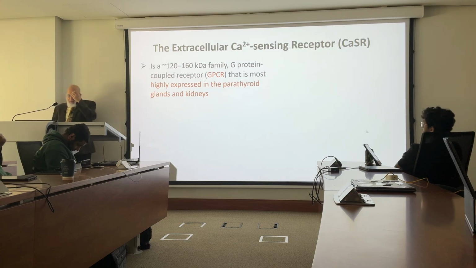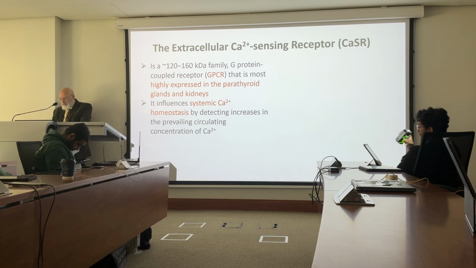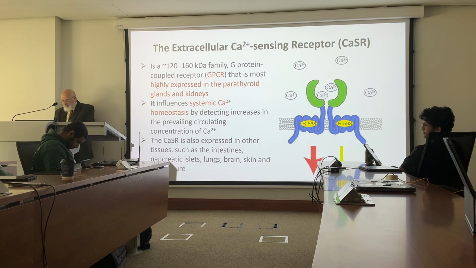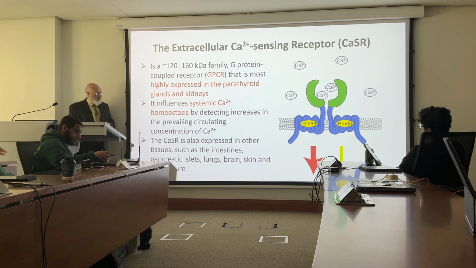The calcium sensing receptor is a 120 to 160 kilodalton family of G protein coupled receptors. I asked the other students, do you know what it means? So I don't need to explain that. It is highly expressed in the parathyroid and in the kidney, and in other places, and it is influenced by the calcium. Calcium will bind to this particular receptor, which senses the presence of calcium in the circulation in the body. It's very sensitive to the attachment of calcium. The receptor is also expressed in other places like the intestine, lung and so on.